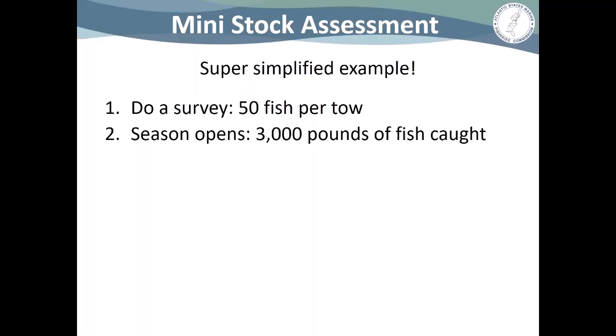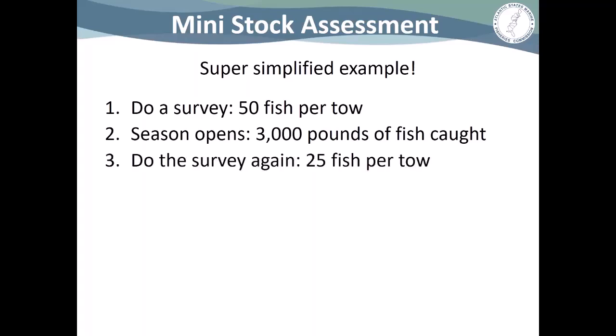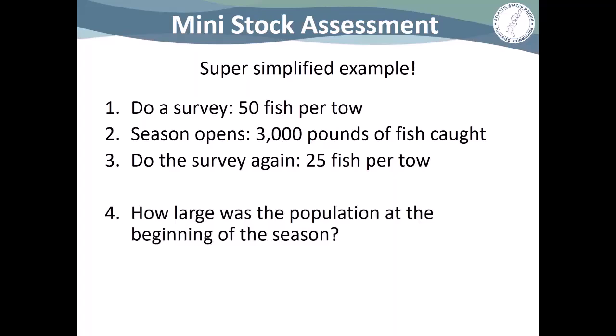We open the season up, and we catch 3,000 pounds of fish. We do the survey again, and this time we tow the net a bunch of times, but we only catch 25 bluefish per tow. How large was the population when we opened the season?